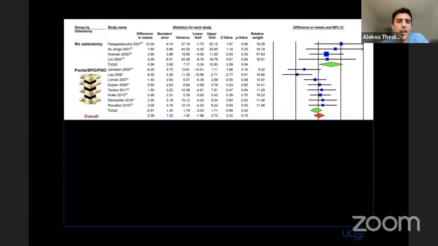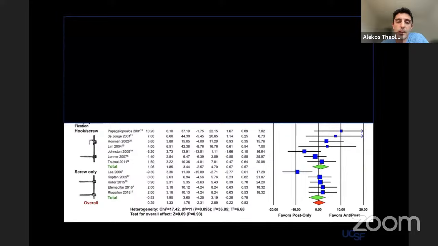If you dive into their data, you can see here that when posterior osteotomies are not used, it actually favors an anterior posterior approach, as you see on that upper row. But when you involve the Ponte posterior column osteotomies, really there's no difference in correction. Now, they also looked at pedicle screw only constructs versus hybrid, but they did not involve hook-only constructs, and they found that it was a wash, that again, similar correction irrespective of the type of instrumentation.